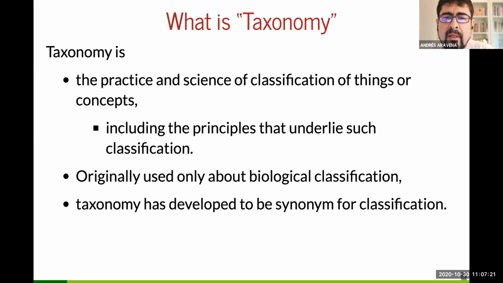interestingly, is a classification. Basically, if you look in the dictionary, this is, by the way, where they took it from, it is the practice and science of classifying things or concepts. Well, physical things or things that we have in our mind, ideas. That includes the logic about how to classify. Taxonomy is also kind of a science. And it started with biology. So when people say taxonomy, they tend to think of taxonomical biology, but today taxonomy is used for anything that has to do with classification.